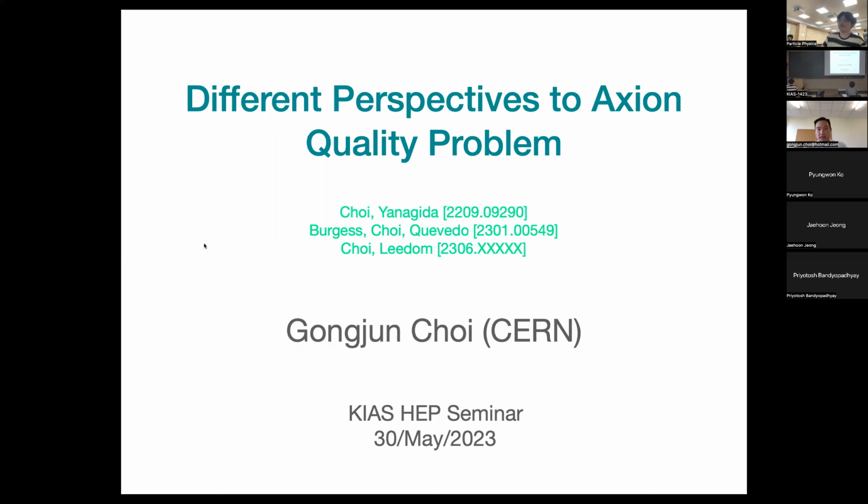Okay, thank you very much for the invitation to the QS hep seminar. So today I want to discuss with you different perspectives on the axion quality problem. This talk will be based on papers in collaboration with Stamina and Cliff Burgess, Fernando Quevedo, and Jacob Liden. This last paper is one we're almost finishing, and we hope to submit it very soon.